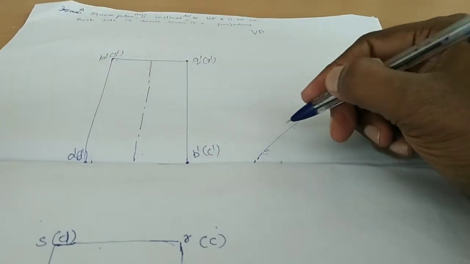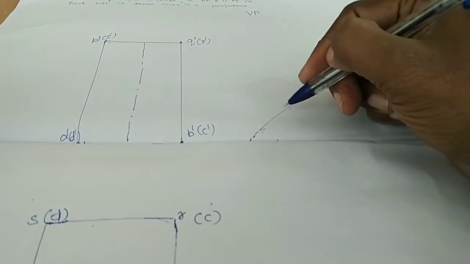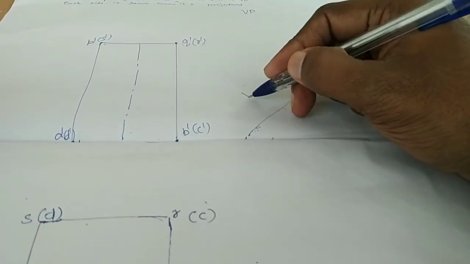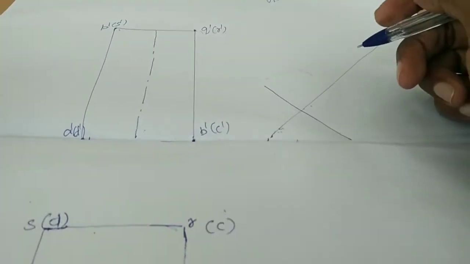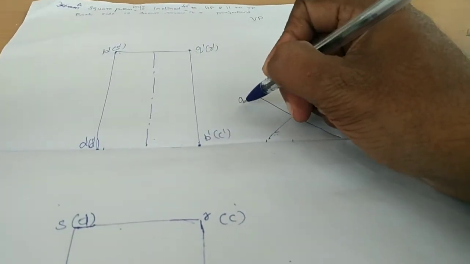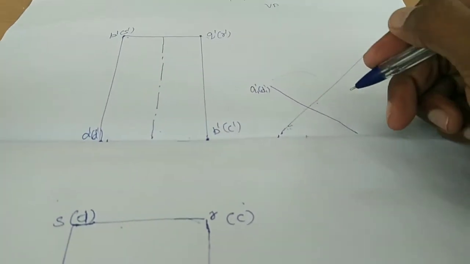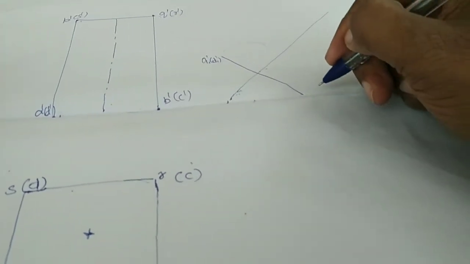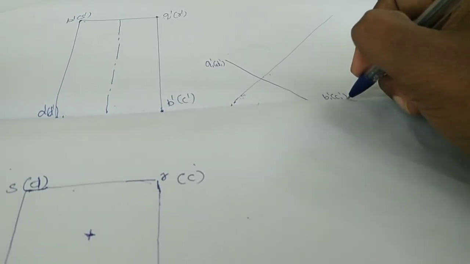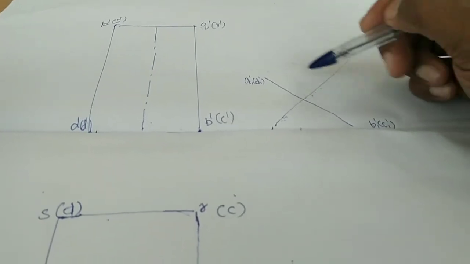One of the bottom sides, that is the right side B dash, touches the XY line. Don't cross the XY line. You have to represent A dash, D1 dash on one side, and on the other side B1 dash and C1 dash. These are the bottom corners.